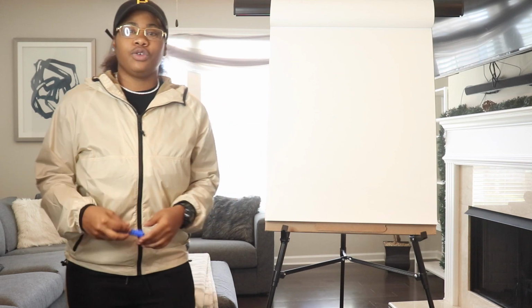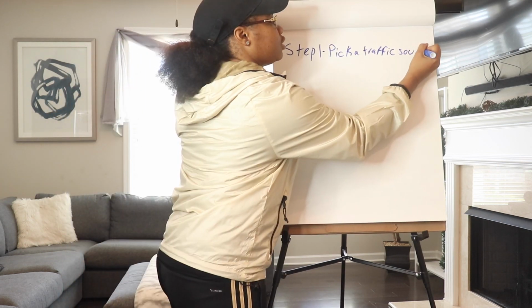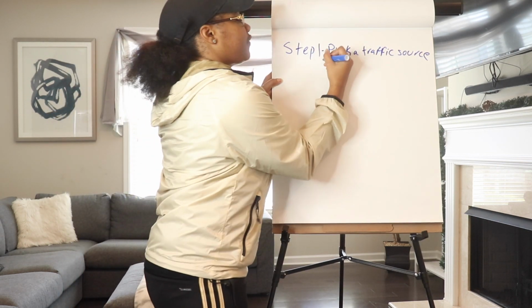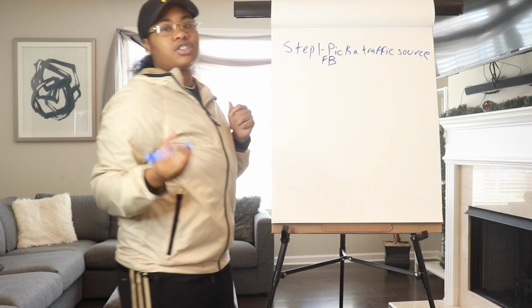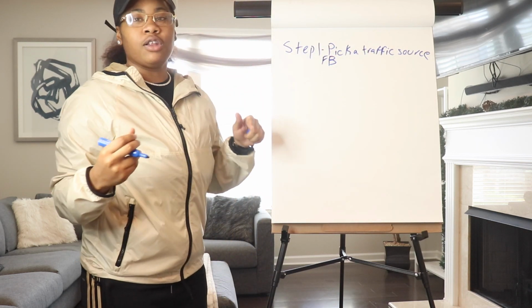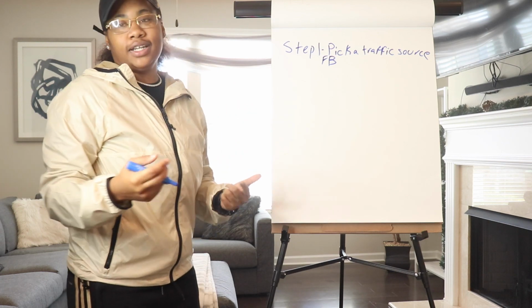So what you need to go ahead and do is step one, pick a traffic source. So I took care of that and I just said Facebook, right? So we already got the traffic source. So step one is covered. So if you're gonna follow this blueprint, pick Facebook and move to the next step, all right?